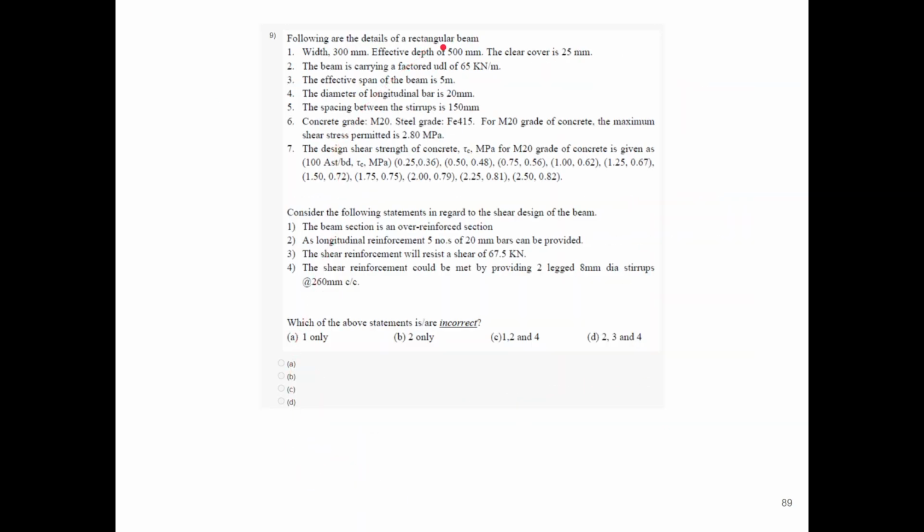Ninth question: following are the details of a rectangular beam with width 300 mm, effective depth 500 mm, clear cover 25 mm. The beam is carrying a factored UDL of 65 kilonewton per meter. Effective span of beam is 5 meter. The diameter of longitudinal bar is 20 mm. Spacing between the stirrups is 150 mm. Concrete grade M20, steel grade Fe415, and maximum shear stress permitted is 2.8 megapascal for M20. And these are the tau C values for M20 with different steel reinforcement.